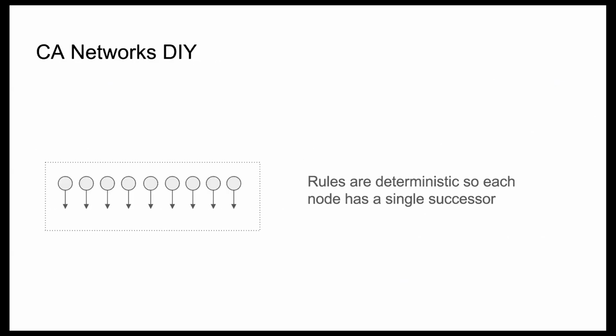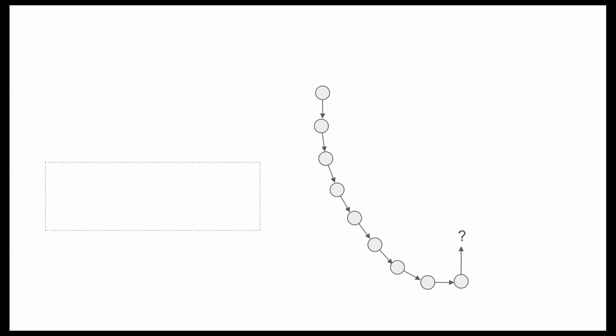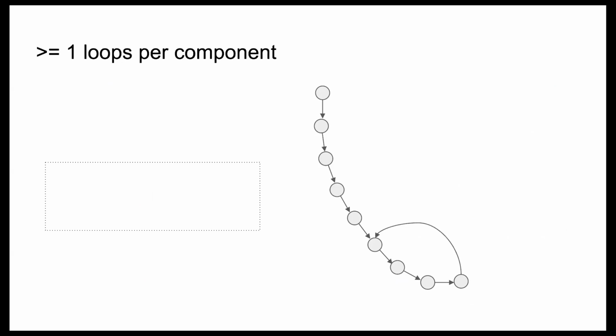Let's say you want to assemble your own little cellular automaton, and you're given the rules, which, since they're deterministic, cause each node to have a single successor. So you have this lollipop structure, and you want to make a long sequence without any loops in it. You start trying to assemble your long little chain, but at the end, what do you do with the last one? You have to connect it somewhere. If you connect it to itself, you create a loop. If you go backward, you still create a loop. So you have to have at least one loop in each one of these components.